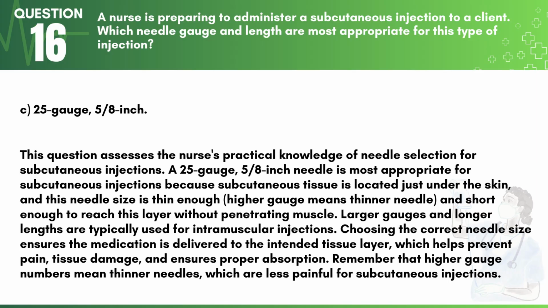Answer, C. 25 gauge, 5/8 inch. This question assesses the nurse's practical knowledge of needle selection for subcutaneous injections. A 25 gauge, 5/8 inch needle is most appropriate for subcutaneous injections because subcutaneous tissue is located just under the skin, and this needle size is thin enough, higher gauge means thinner needle, and short enough to reach this layer without penetrating muscle. Larger gauges and longer lengths are typically used for intramuscular injections.